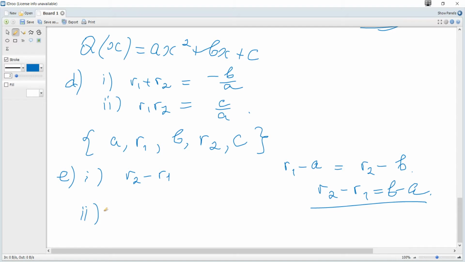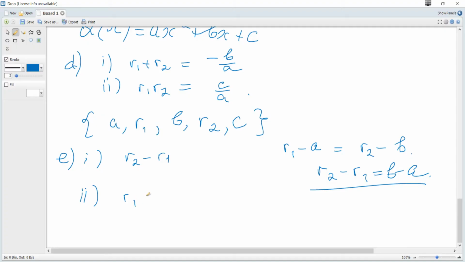Next, use your answers to parts DI and EI. What is DI? DI is the sum and product rule. EI is this expression, to show that R1 is A squared minus AB minus B over 2A, 2 marks.